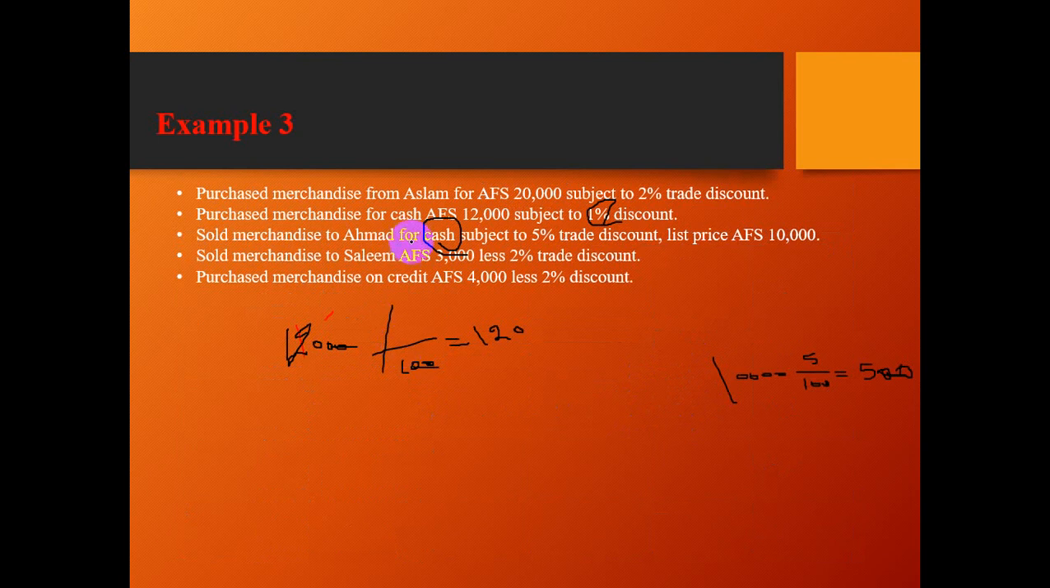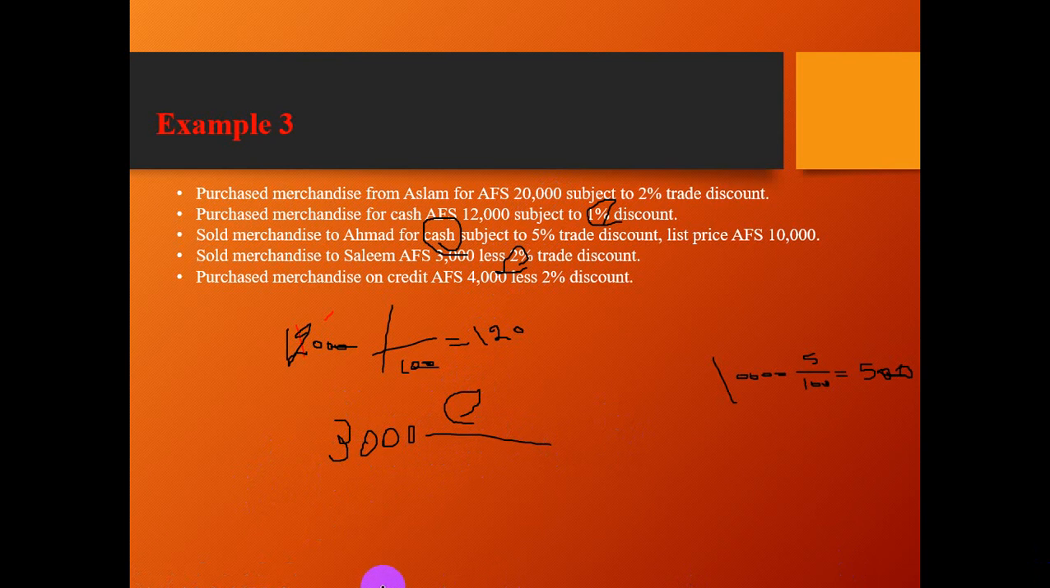The next one: sold merchandise to Salim for 3,000. So we are selling merchandise to Salim. Is this credit-based dealing or cash? Credit-based, because we are selling on account. What is the amount? 3,000. I am selling something, right? And on the other hand, what is the discount here? 2%.